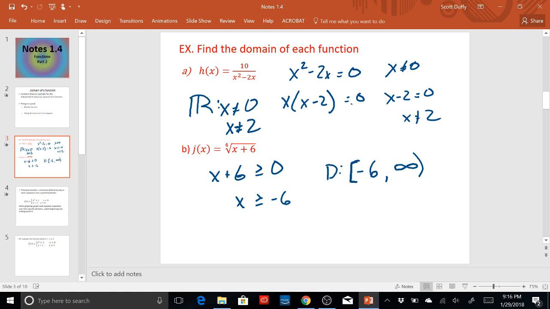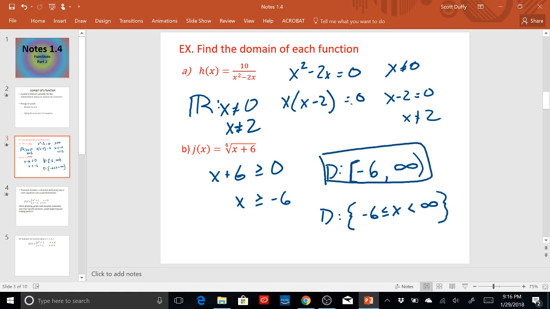And another way that you could have written this is that the domain is, sorry, that's terrible, negative 6 is less than or equal to x, which is less than infinity. I prefer just writing that with the bracket and the parentheses.